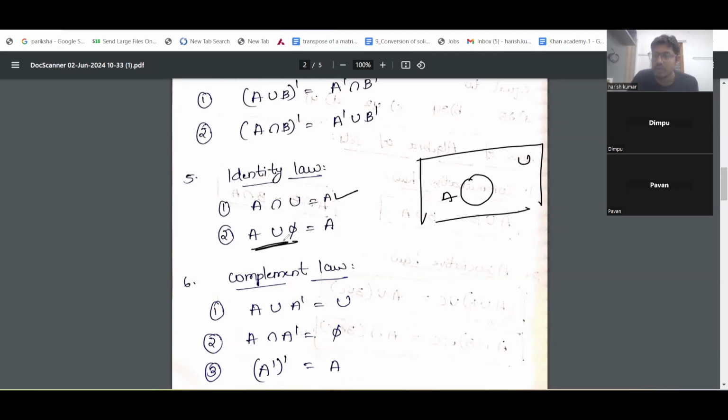What about A union null set? In the null set, there is nothing, so whatever is in A will be my union. So that will be A. What about A union universal set? What will this be? Universal set, because A is already contained in the universal set, so there is no need to convert it.